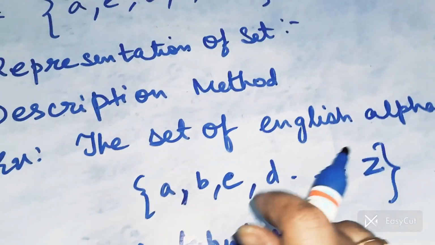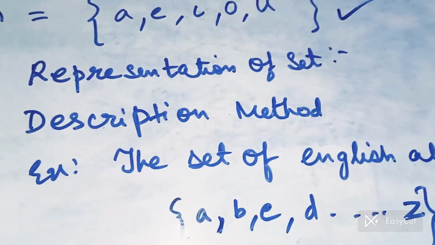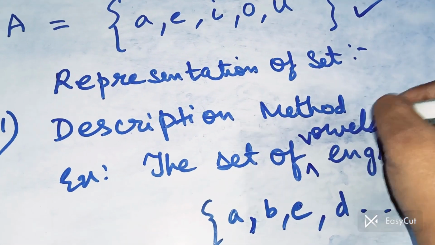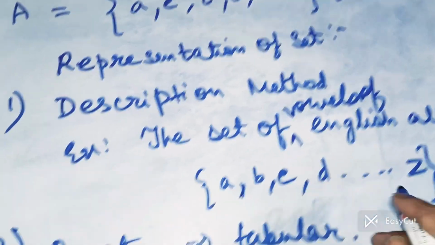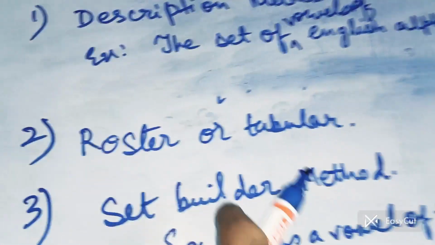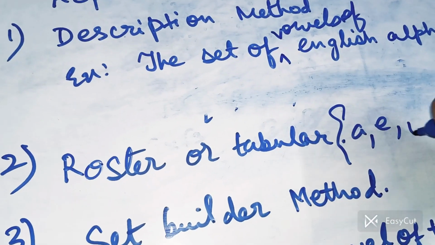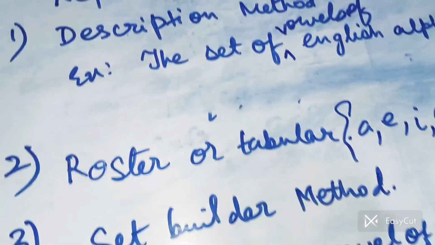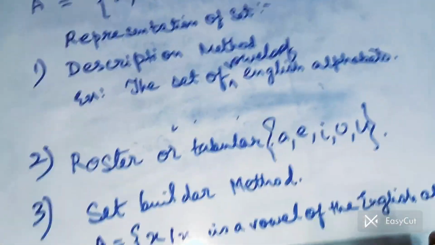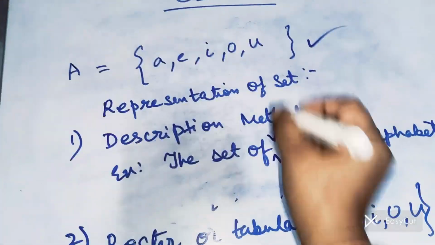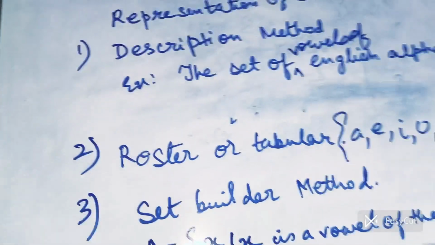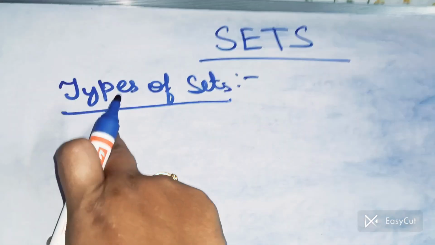Then in the description method we will write the set of vowels of the English alphabet. And we write it here as A, E, I, O, U in the roster form. In the set builder method, X such that X is a vowel of the English alphabet. So these are the three methods of representation of a set: the description method, roster or tabular method, and set builder method. Next we come to the types of sets.